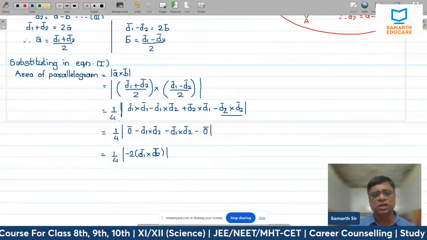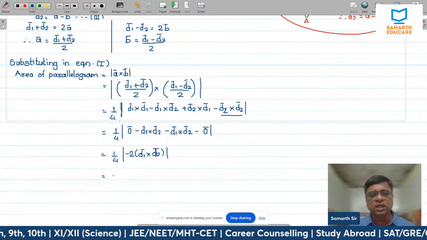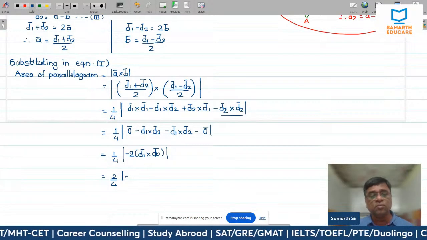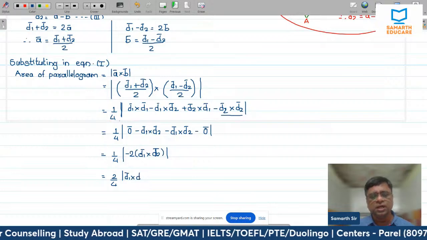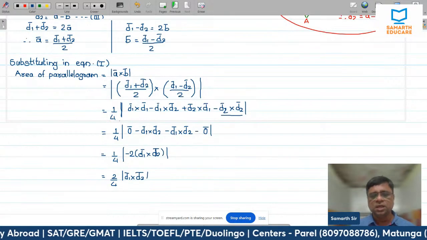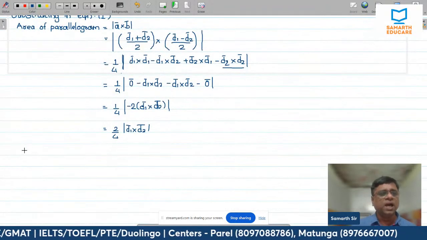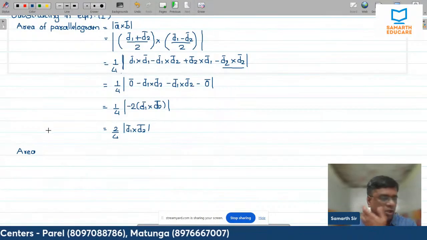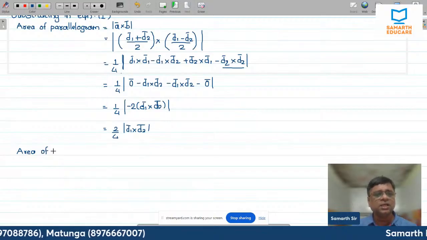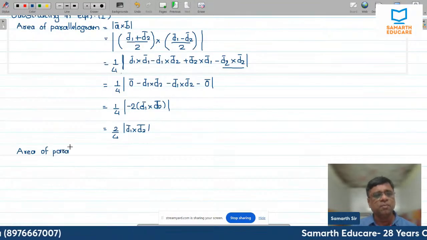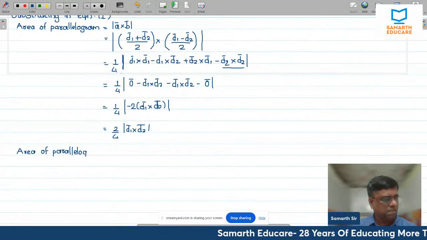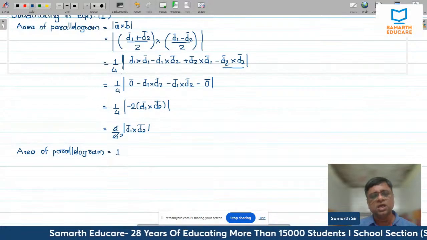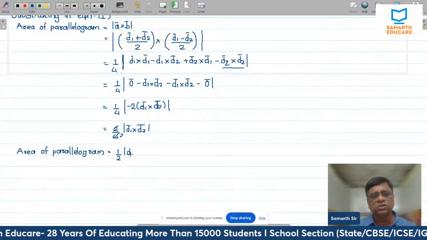Now I have 1 by 4 yahan pe minus 2 d1 bar cross d2 bar. Now take 2 outside, it becomes 2 by 4. Modulus sign is there, so the minus sign will not matter. So this is d1 bar cross d2 bar. And hence, in case if we have a parallelogram with the diagonals given to us as d1 bar and d2 bar, then in that case, area of parallelogram is equal to, 2 by 4 hoga, and that is half d1 bar cross d2 bar.